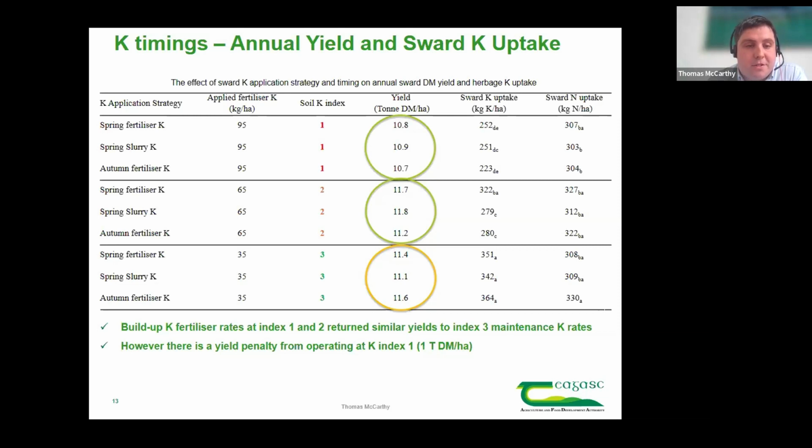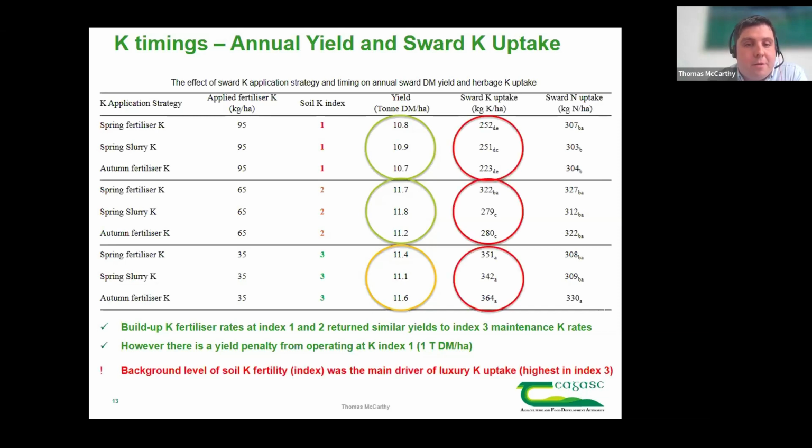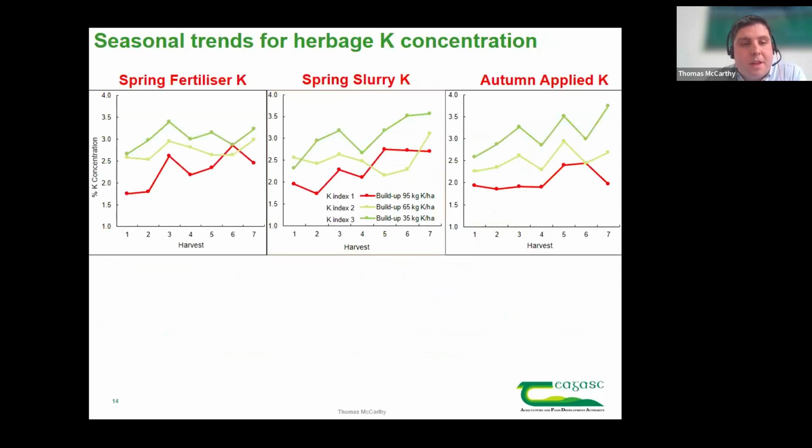So really, it just shows there's no replacement for being in that soil K index 3. However, we see that the background rate of soil K fertility was a big driver of luxury K uptake. And we can see that being in that index 3, you're getting much higher sward K uptake, in terms of an extra 100 kilograms of K per hectare being taken up by the sward at index 3 versus being down at index 1.